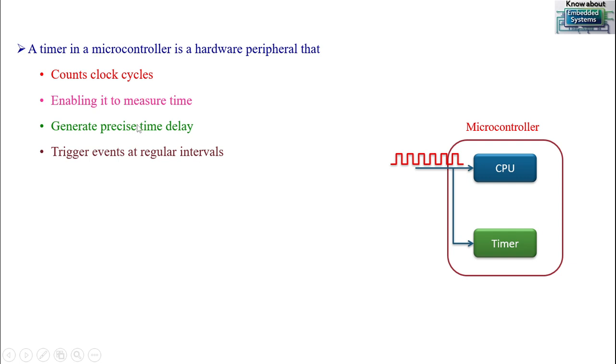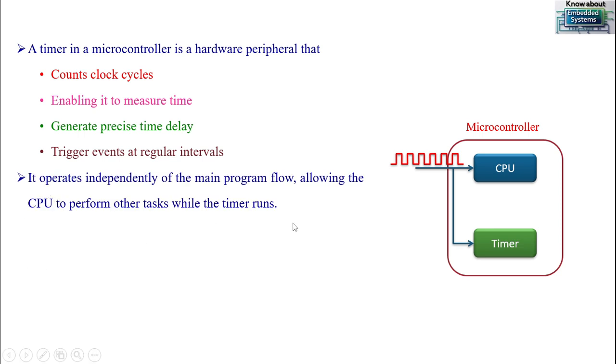So what does a timer stand for, by definition? A timer in the microcontroller is a hardware peripheral. Of course, it is a hardware circuit, physically present in the microcontroller. It counts the clock pulses given by the crystal oscillator, and it enables measuring time. It is responsible for measuring time and precise delays, and it will also trigger different events at regular intervals. This is what I told you: with the help of timers, the best example being the washing machine, we can trigger different actions and different applications.